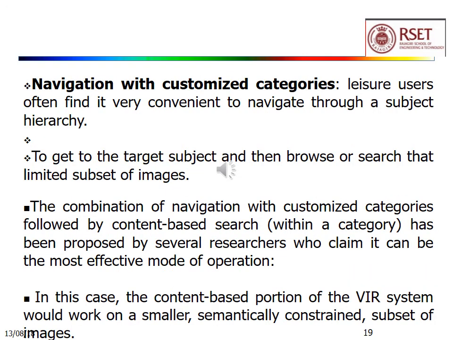Another method of organization is navigation with customized categories. Leisure users often find it very convenient to navigate through a subject hierarchy to get to the target subject, and then they browse or search the limited subset of images. So it is a combination of navigation with the customized categories followed by a content-based search. Once they customize the categories, they will go for content-based search.